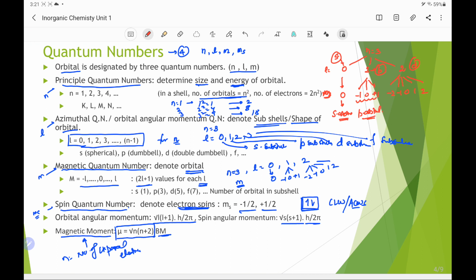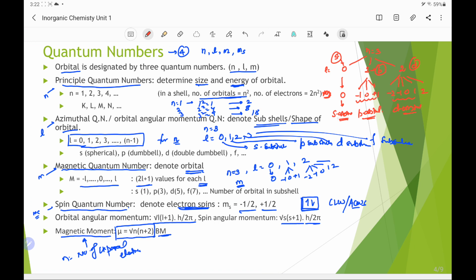In a D subshell, there are 5 D orbitals, and for the F subshell, there will be 7 F orbitals. These 5 D orbitals are degenerate orbitals. Similarly, the 7 F orbitals will also be degenerate.